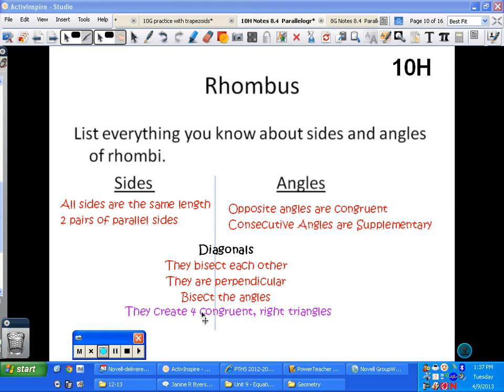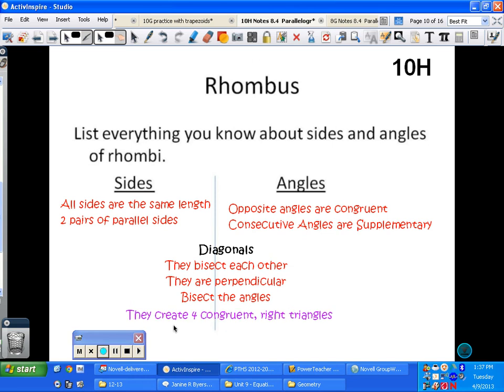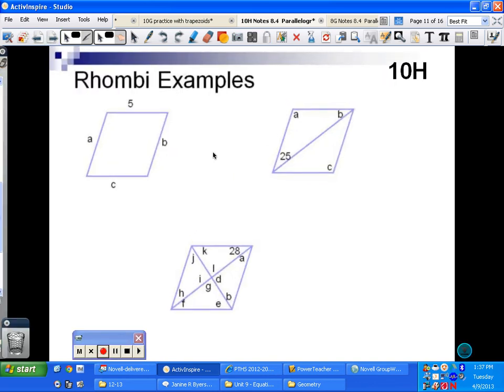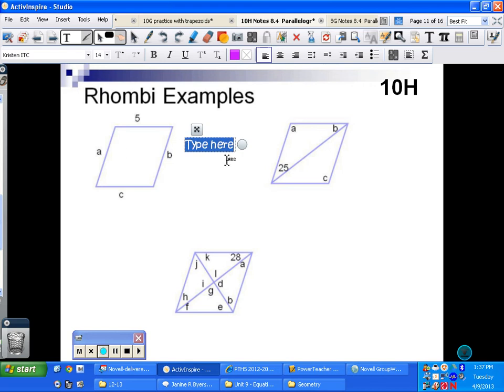So hopefully you have something like this. I added this last part here. This is that they create four congruent right triangles. It's helpful sometimes for some of the problems that we're going to solve or parts that we're going to look for to remember that when the diagonals are drawn in there, we have four congruent right triangles. So let's take a look at these examples. Some of these are problems that we're just practicing our basic skills so we can build up some knowledge base. We know really easily that A, B, and C are all 5 because we know rhombuses all have the same side length.